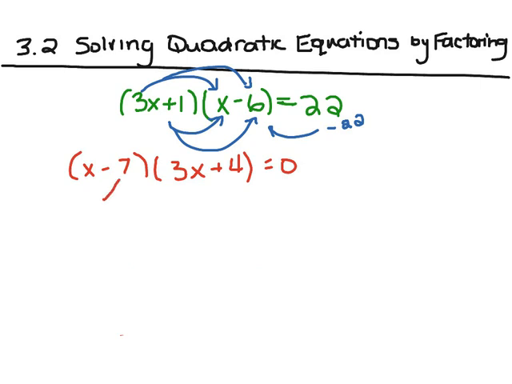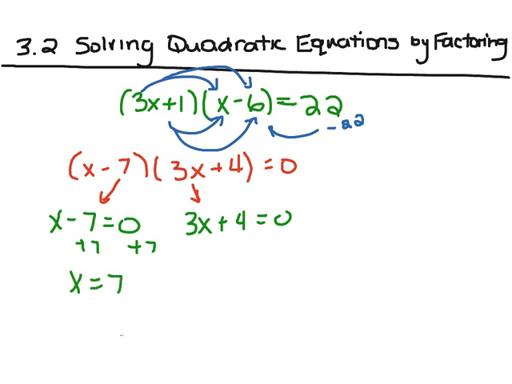From here, we're going to split it into two groups. So either x minus 7 has to equal 0, or 3x plus 4 equals 0, or both. So we're going to add 7, so x equals 7, and then we're going to subtract 4, so 3x equals negative 4, divided by 3, x equals negative 4 over 3.